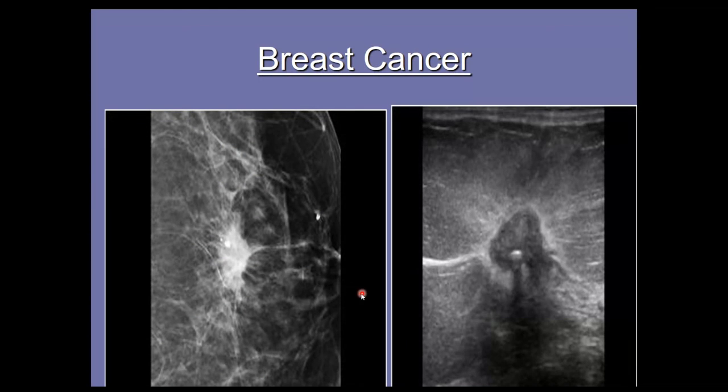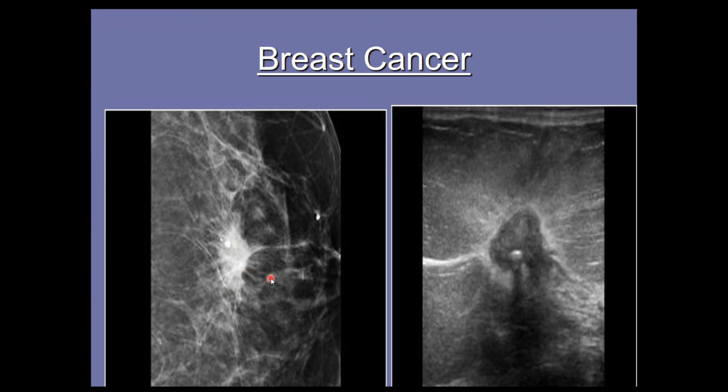Here, you can clearly visualize this is a mammographic image, this is an ultrasound image. And on mammography, you can see there is a radiopaque mass with spiculated margins. There is surrounding architectural distortion also. And there are a few macrocalcifications, but these macrocalcifications may be old and there is superimposed malignancy over the macrocalcifications.